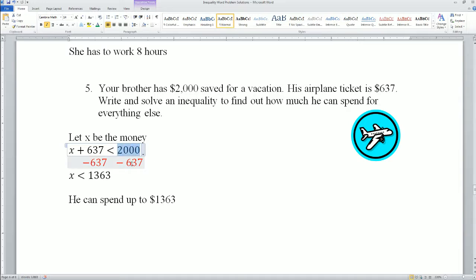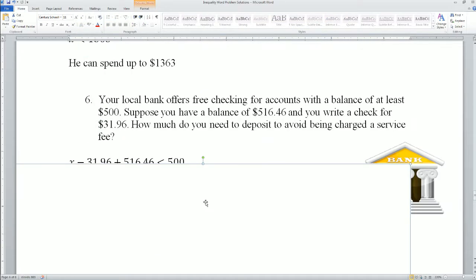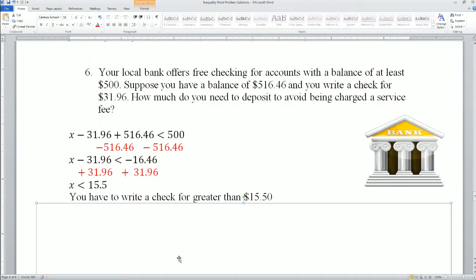Subtract $637 because that's the cost of the ticket. At most he can spend is $1,363. So you can spend up to $1,363. Okay, number 6, your local bank offers free checking for an account for a balance of at least $500.